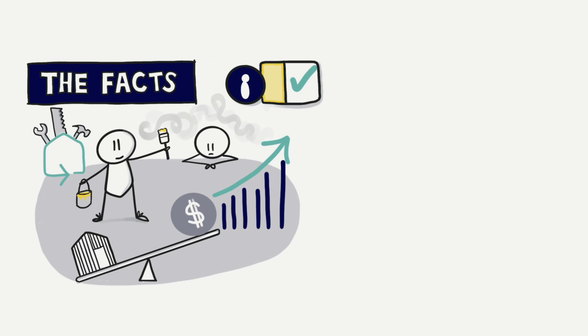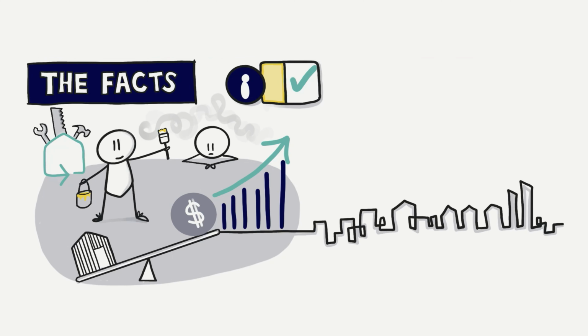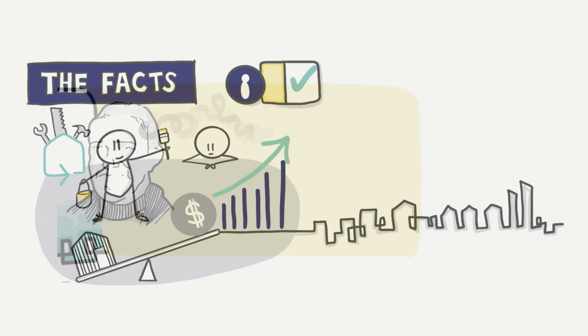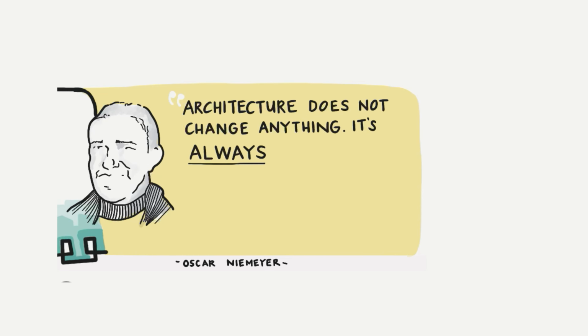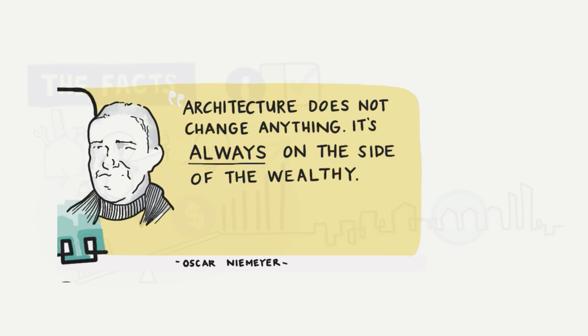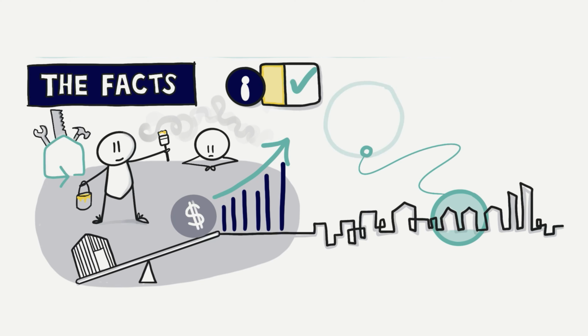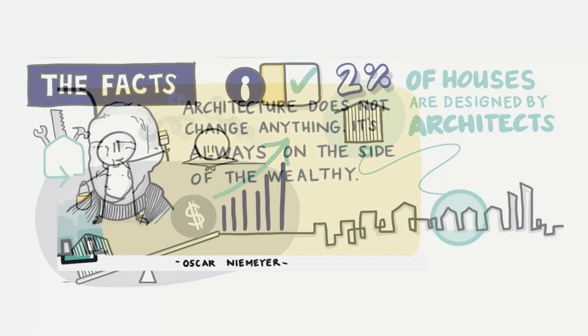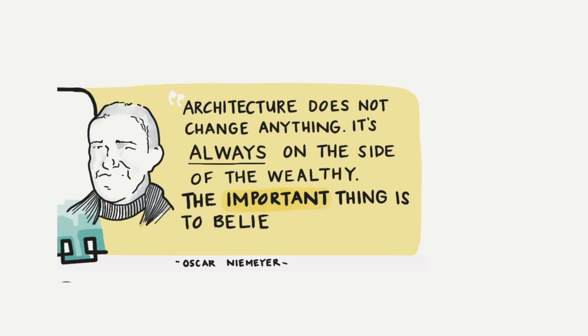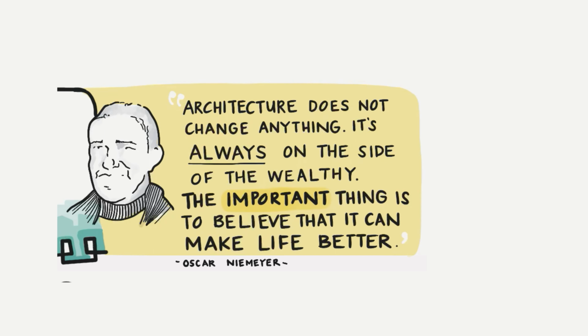Architecture has been viewed to be something that only the wealthy can enjoy. As the Brazilian architect Oscar Niemeyer said, architecture does not change anything. It's always on the side of the wealthy. Even though we might want to deny this, it tends to be true because, as mentioned in 2016, only 2% of all houses in the world are designed by architects. But as Niemeyer added, the important thing is to believe that it can make life better.